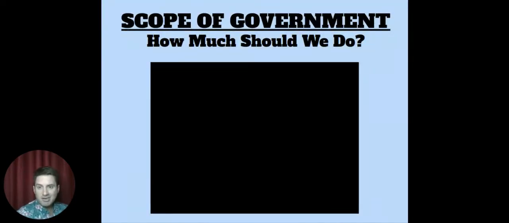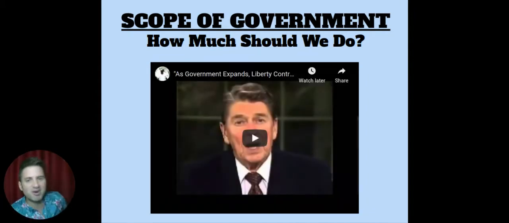The next thing to talk about, and you get a video from 2 different presidents, is the scope of government. You read about that idea of how much should government do, and it's a big question for us to look at all year long. I'm going to play this 1.5-minute long video of Ronald Reagan.